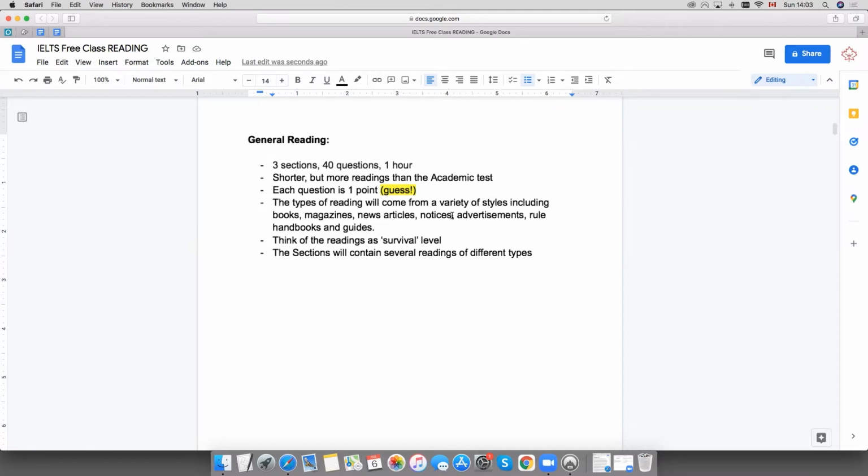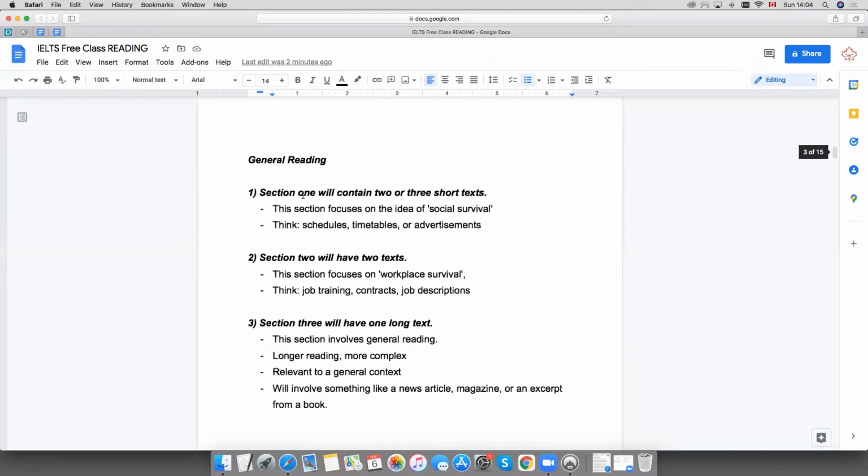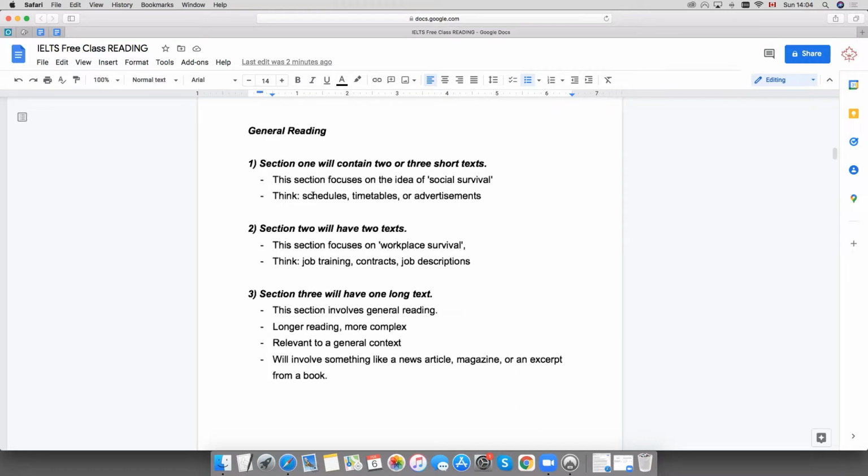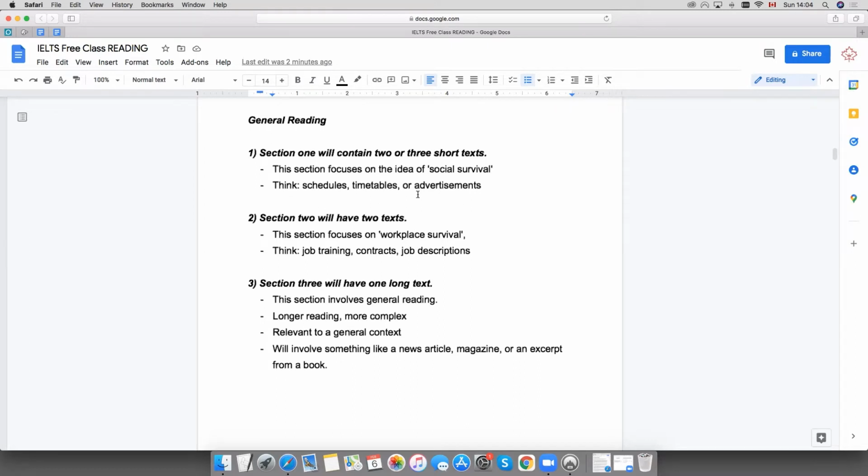Like I said, although we're thinking about survival level English, that's not to say that it's easy. A lot of people are surprised when they see the kinds of reading that we need to do on the general test. It's not that it's difficult, but the strategies are important to be able to complete those questions in time. You're going to have several readings of different types. You're going to have a lot of a wider variety on the general test than you'll have on the academic test. We're going to go into a breakdown of the 3 sections for general reading.